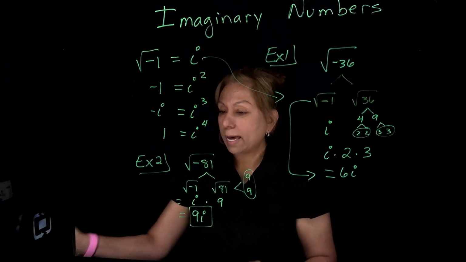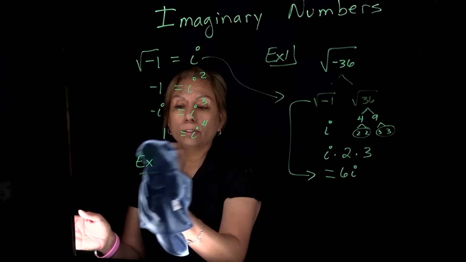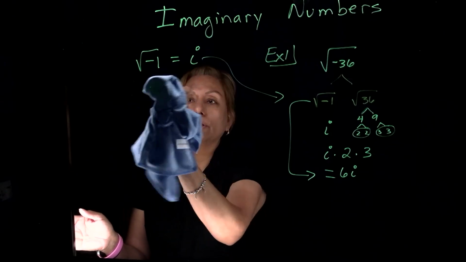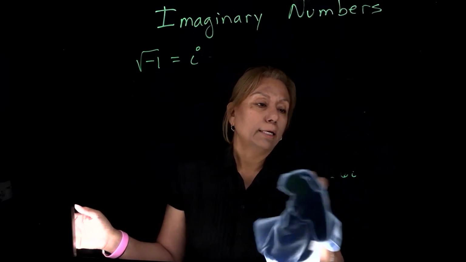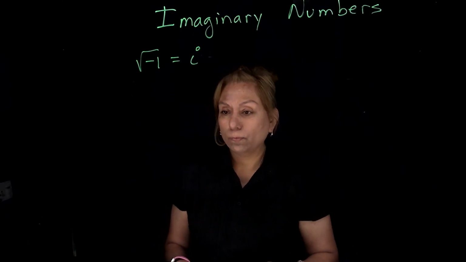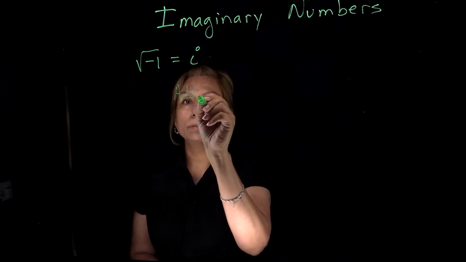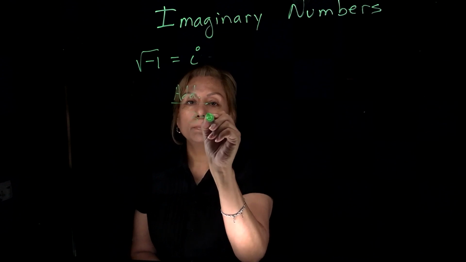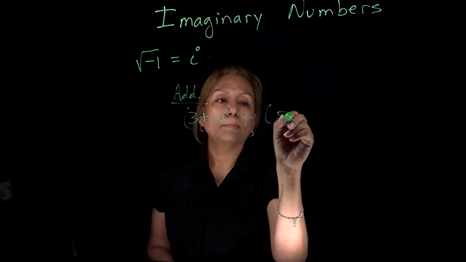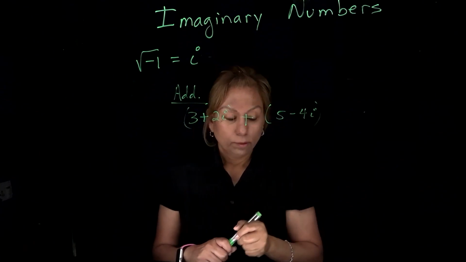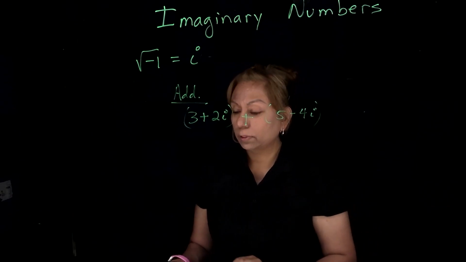So those are not too bad, but let's get it to where we have a little bit more, which means we want to look at when we have more than one imaginary number in our expression. So if we wanted to add imaginary numbers, and we had 3 plus 2i plus 5 minus 4i, this would be our problem to add imaginary numbers.